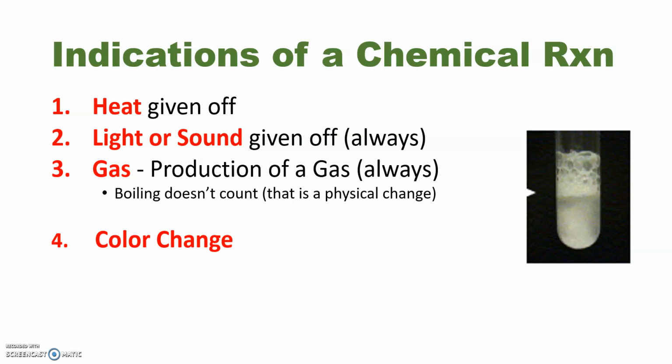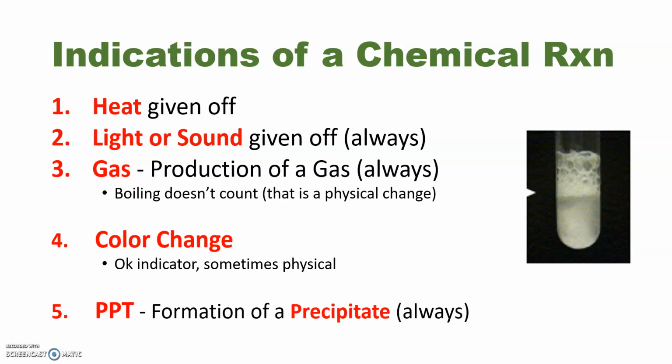Now a color change. Now this one can be a little tricky. If you try to dissolve a blue powder into water and it turns the water blue, that's just dissolving in water. That's not a chemical change. But if you mix a green solution with a yellow chemical and it turns pink, that's definitely a chemical reaction. You have to have a new substance that gives you that pink color. So that's why this is an okay indicator. Sometimes color changes can be physical, so you have to be a little careful with this one.